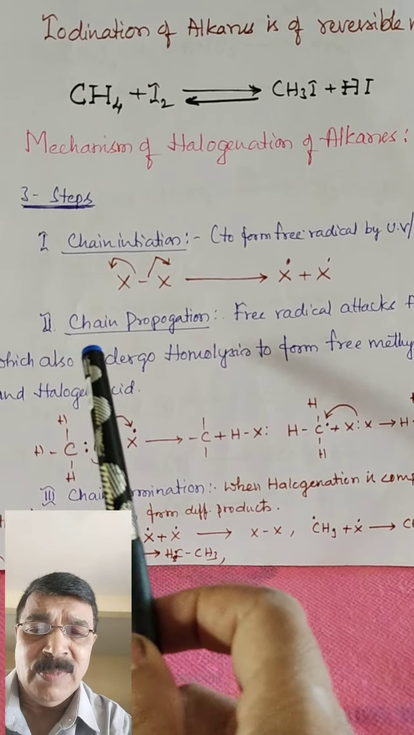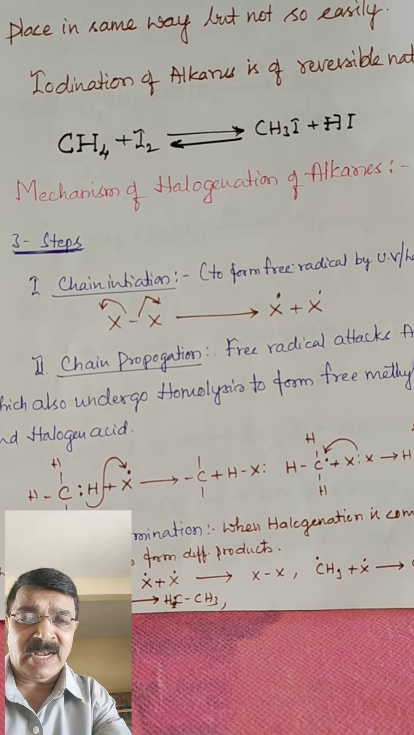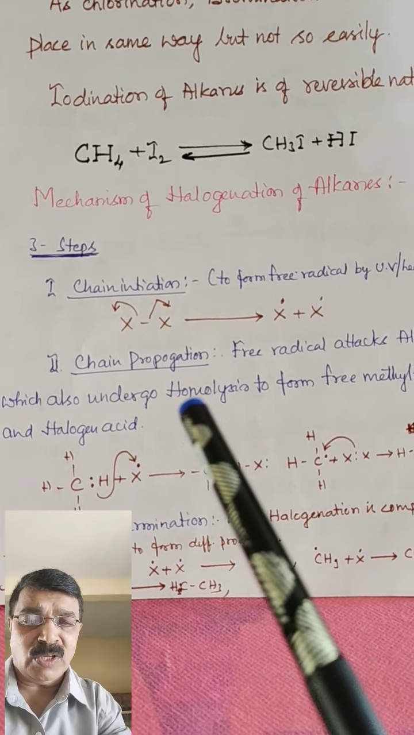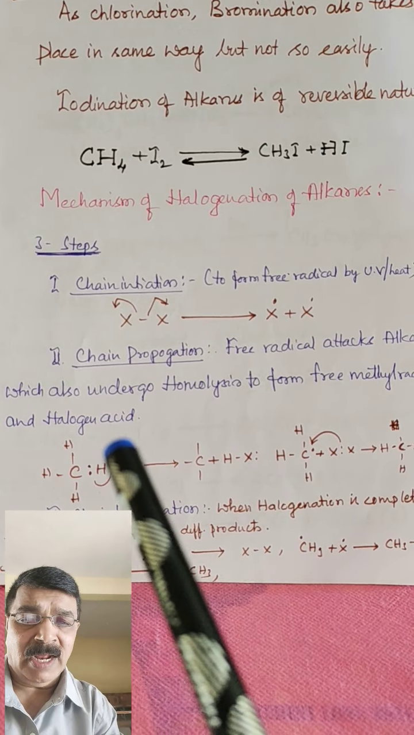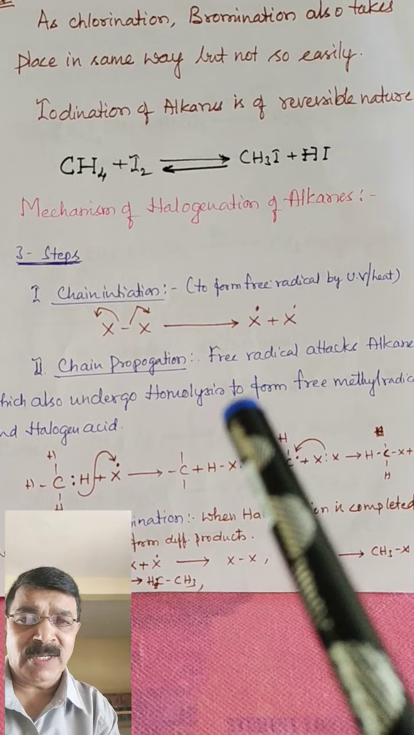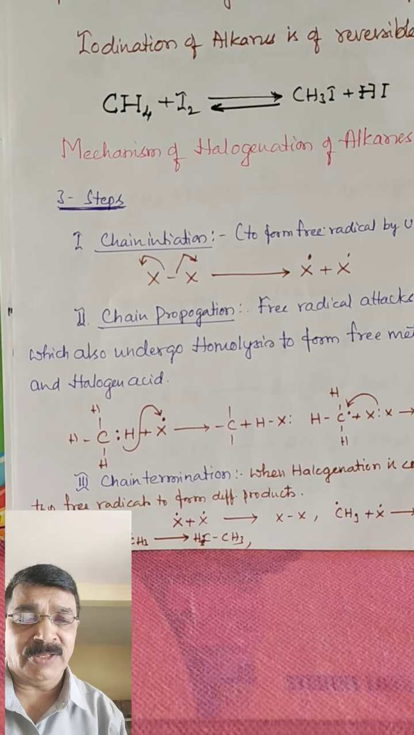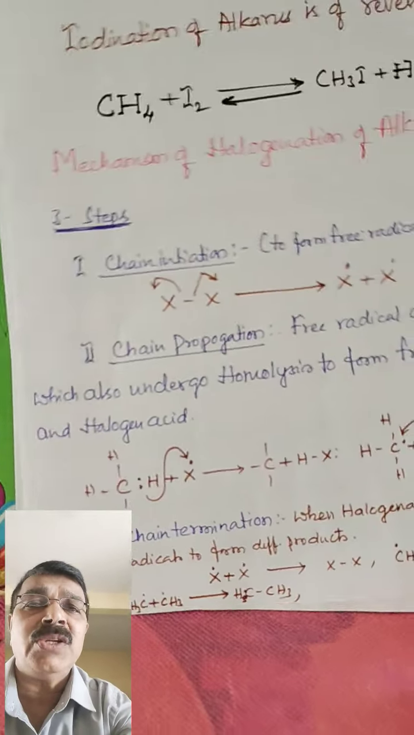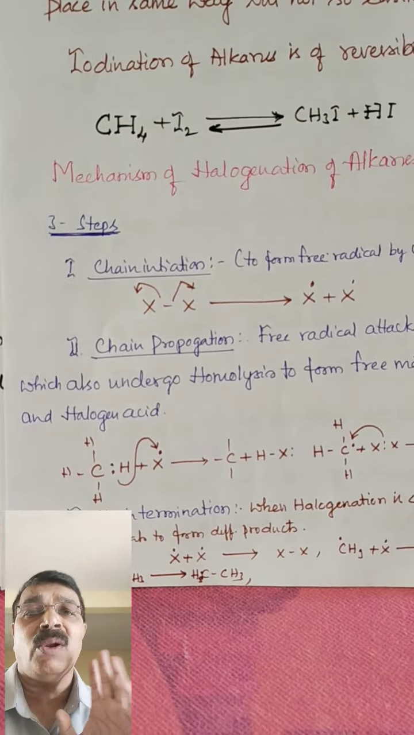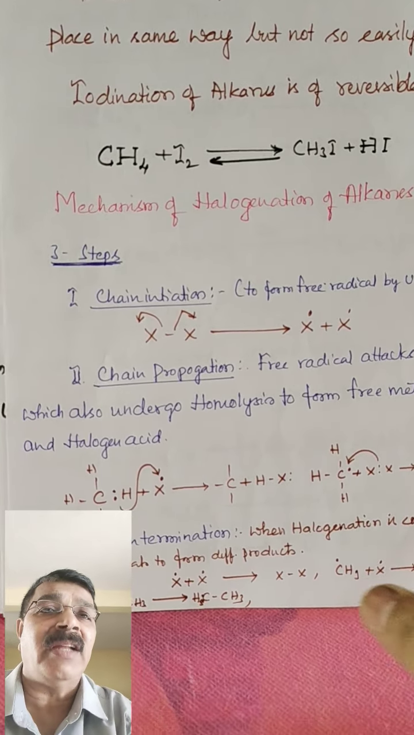Go for the second step, chain propagation. Propagation means increasing in size. Free radicals attack the alkanes, which undergo homolysis to form methyl radicals and hydrogen halides. Then the third step is chain termination. So just remember, students, don't forget to follow the steps: chain initiation, chain propagation, and chain termination.